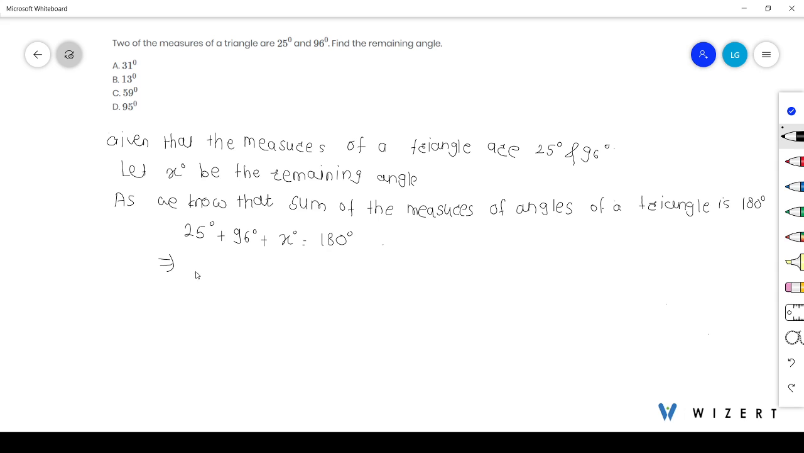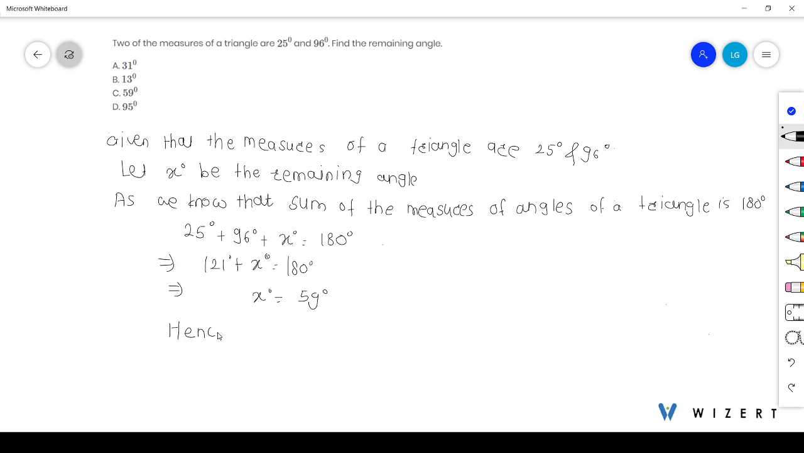25 degree plus 96 degree is 121 degree, plus x degree equals 180 degree. Subtract 121 from both the sides, we get x degree equals 180 degree minus 121 degree, that is 59 degree.